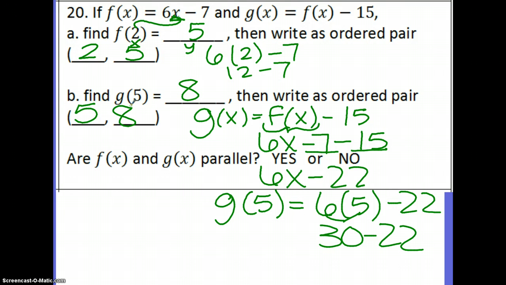Are f and g parallel? Well, this is g. We found that out. Here's f. They both have 6x. The slope is 6. Therefore, yes, they are both parallel. All you did was shift the line. You never changed the slope.